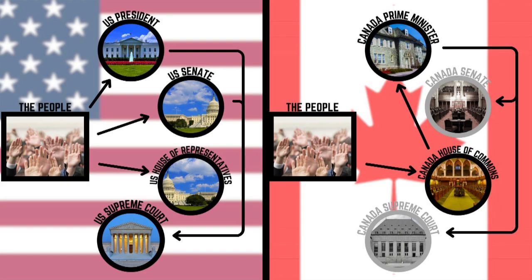Basically what matters is who becomes Prime Minister, and you become Prime Minister by being the leader of the political party that won the most seats in the House of Commons. So these are the people that are being elected this year, and that brings us to Canadian political parties.